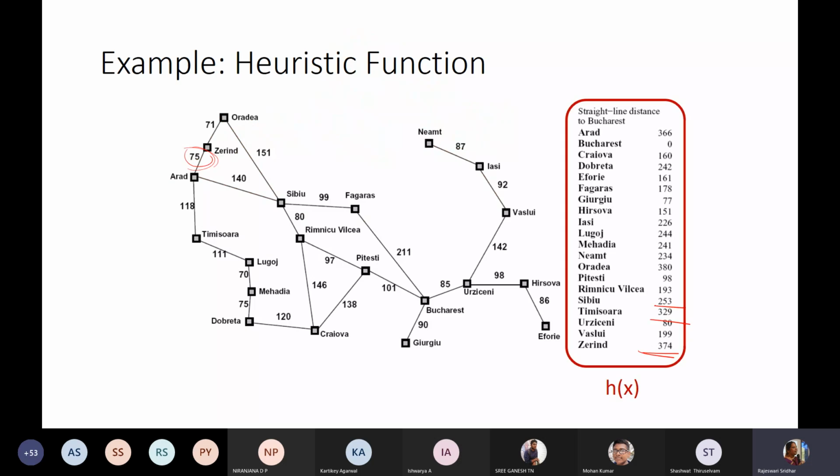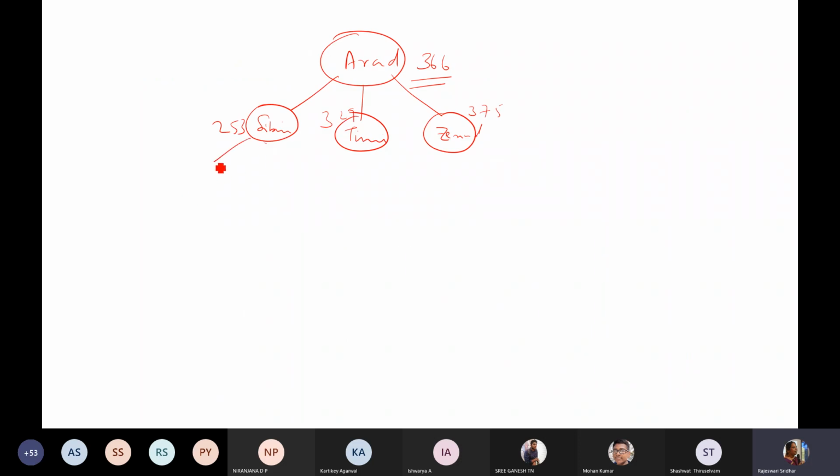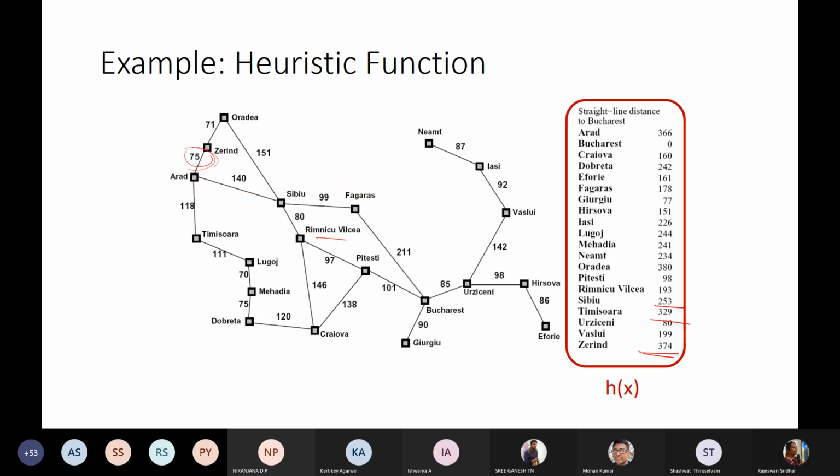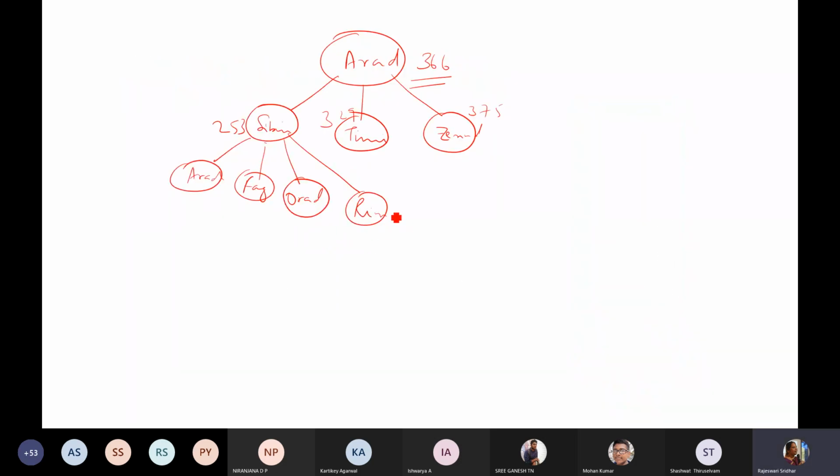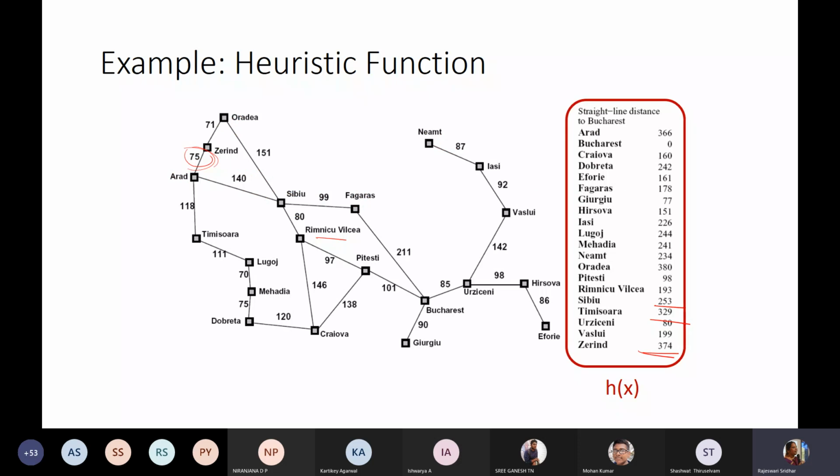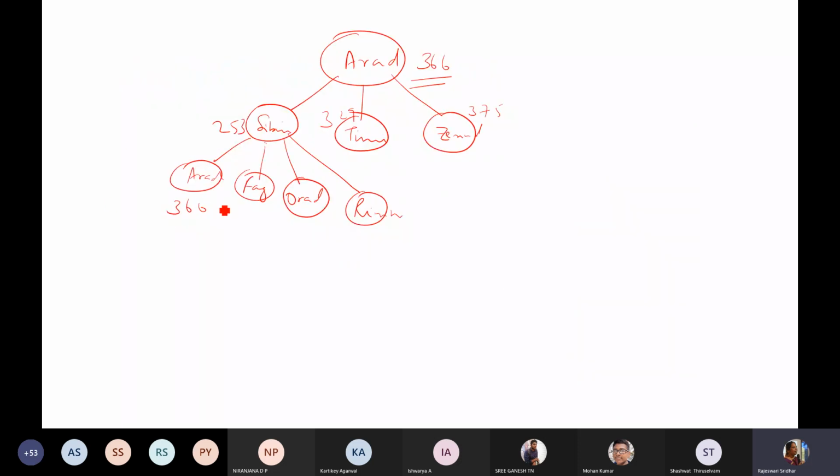When you expand Sibiu, Sibiu's adjacent vertices are Oradea, Arad, Rimnicu, and Fagaras. So let us call them. Here you will expand Arad, but Arad is already a visited vertex, it's okay, let us just expand. Then Fagaras, then you have Oradea, and then Rimnicu. So Arad has a straight line distance of 366.